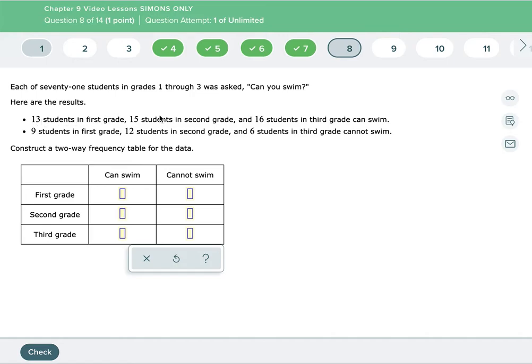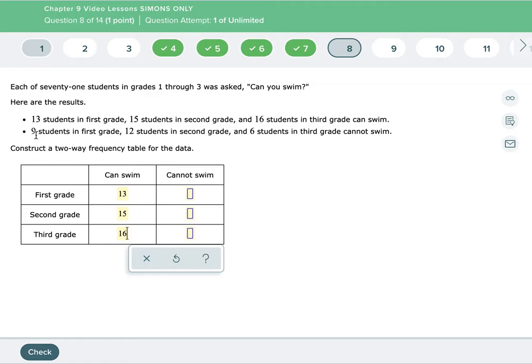So 13 students in first grade can swim. Great, let's put that right there. 15 students in second grade can swim. So I would go 15 and put that there. 16 students in third grade can swim. So go to your third grade, line it up with your can swims, and put your 16 in.